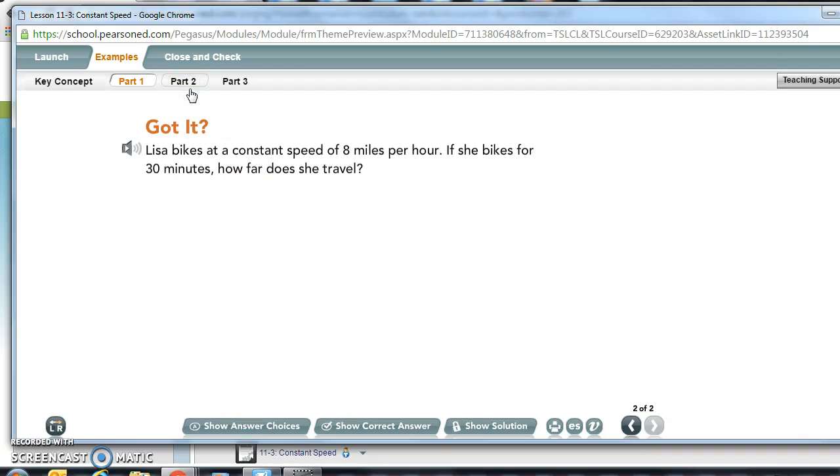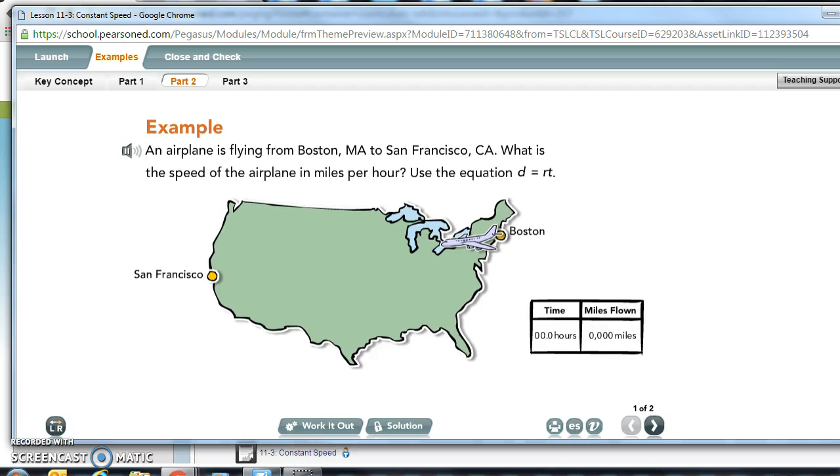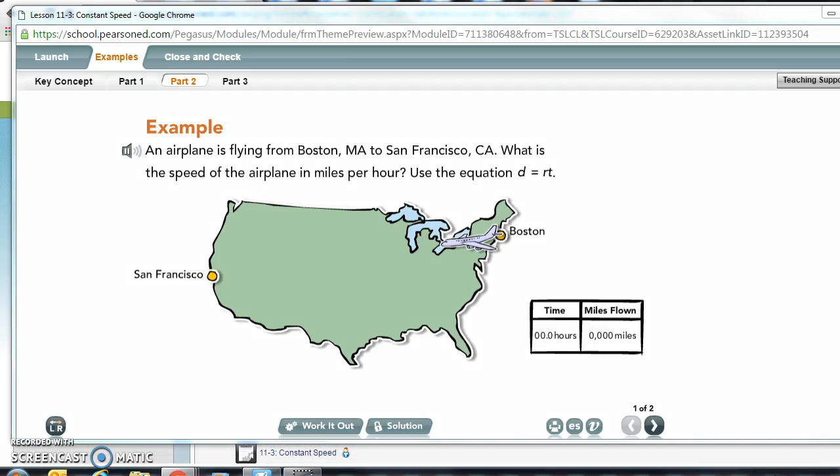On to part 2. An airplane is flying from Boston, Massachusetts to San Francisco, California. What is the speed of the airplane in miles per hour? Use the equation d = r times t.